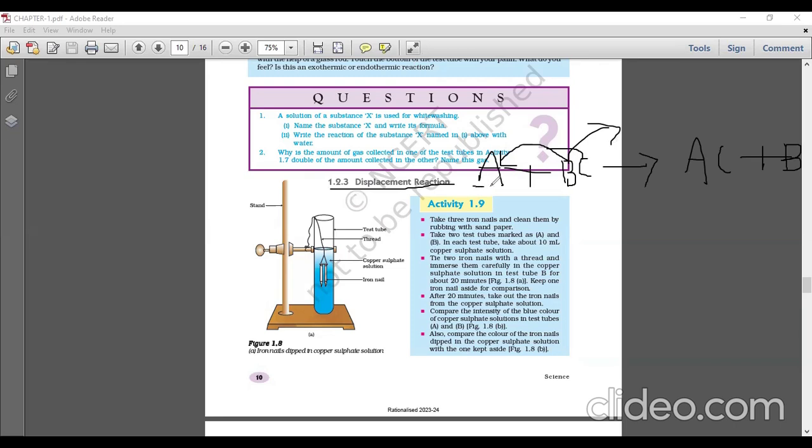Here, if you consider A as one atom, B as another atom, C as another atom, how many atoms are there in total? Three atoms. And how many atoms were displaced? Only C, that is one. So if only a single atom is displaced in any chemical reaction, that is called a single displacement reaction. It is also known as a single displacement reaction.